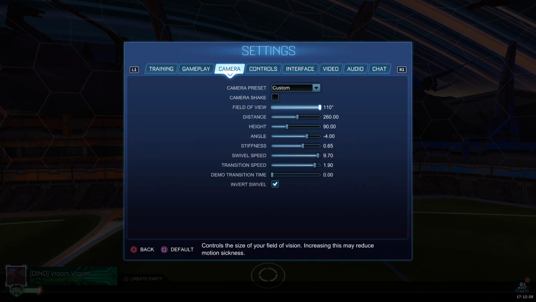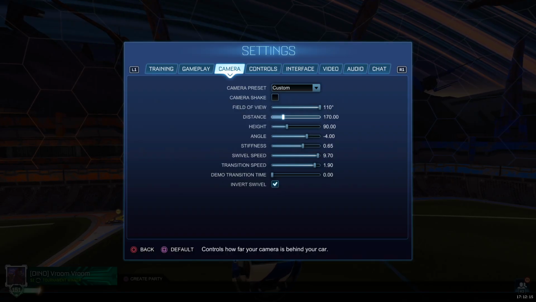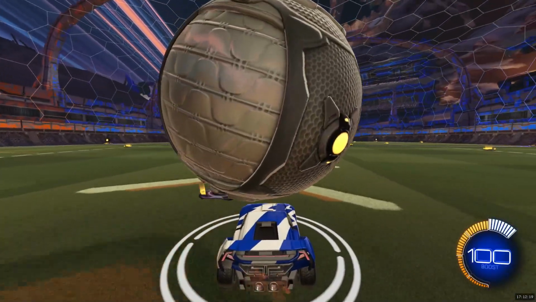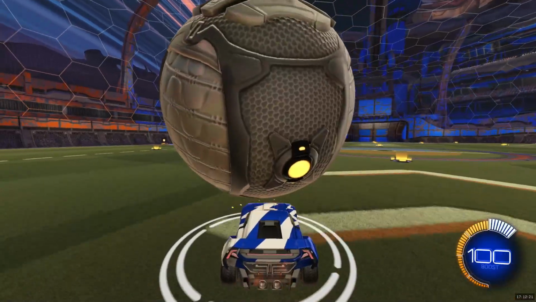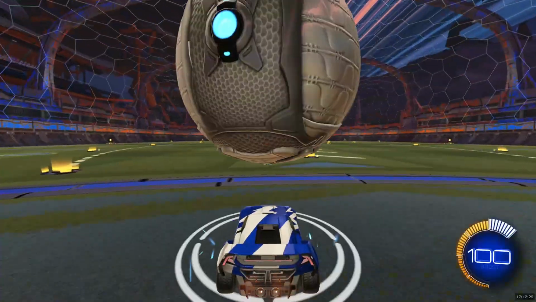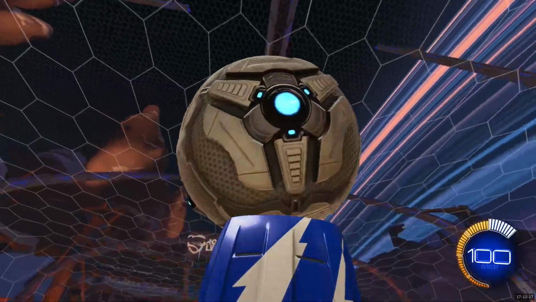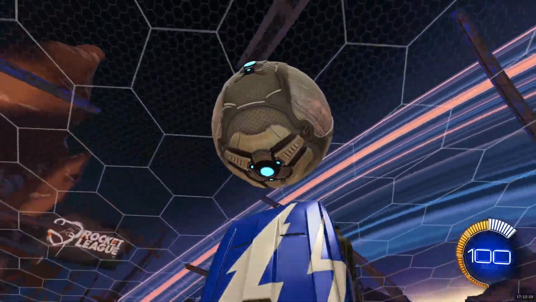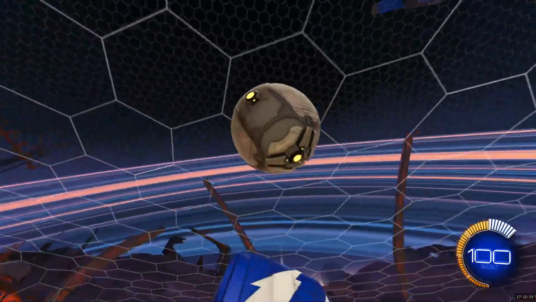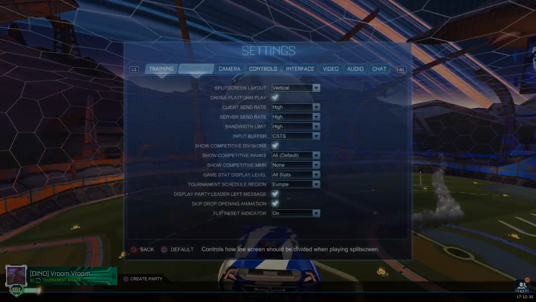For camera, field of view 110, standard. Distance, you want it to be closer to your car. Now this is for a very, very simple reason. If the camera is closer to your car, it's closer to the ball. And that's going to make it a lot easier to see where you're touching the ball. The ball's bigger, the target is bigger, it's easier to hit it where you want to.